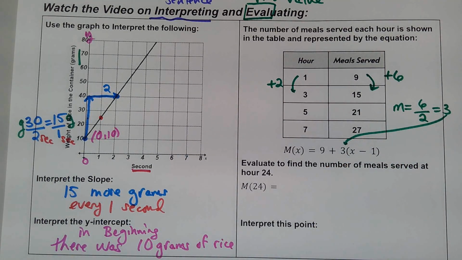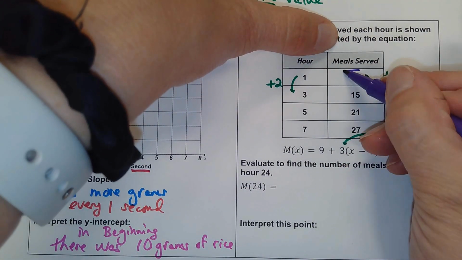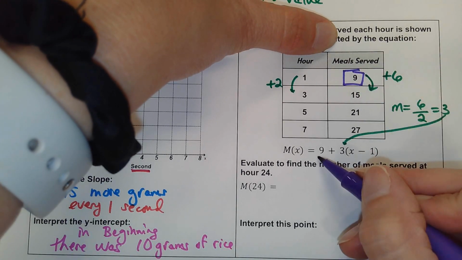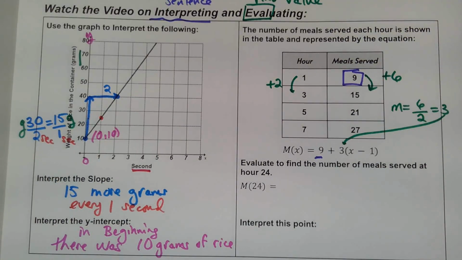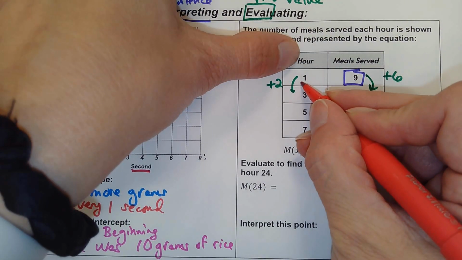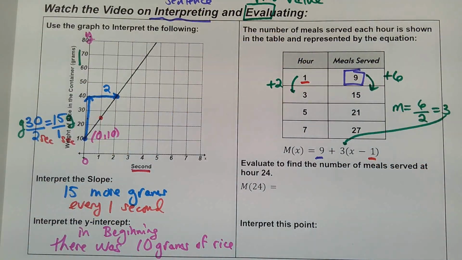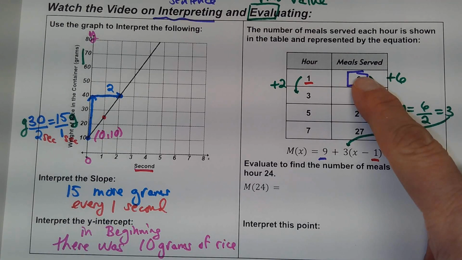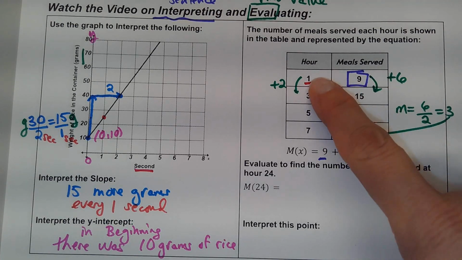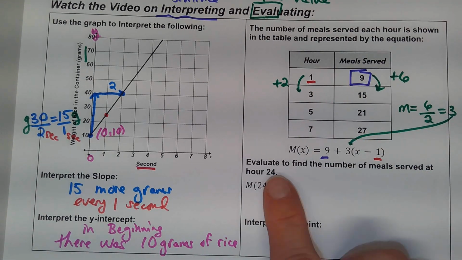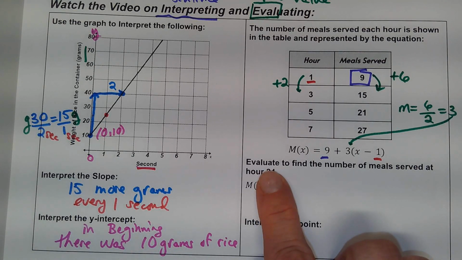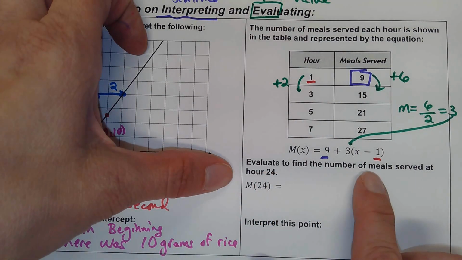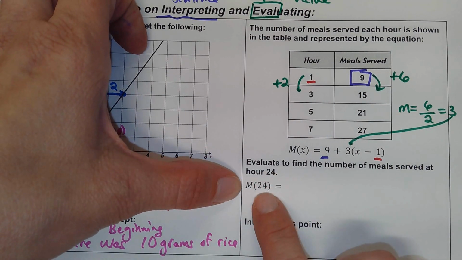They made this equation from the table. They used a starting output, the y value of 9, and then they used this x value, x minus 1. So that equation makes sense. That equation represents how many meals are served at any given hour. They want us to find the value. How many meals at hour 24?